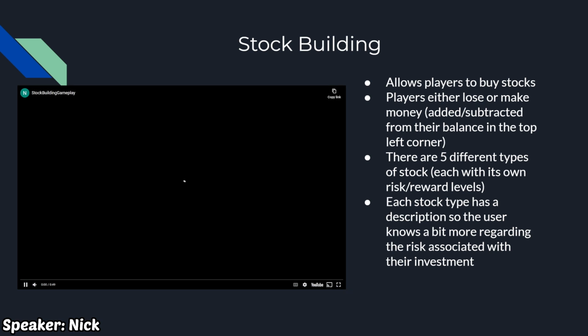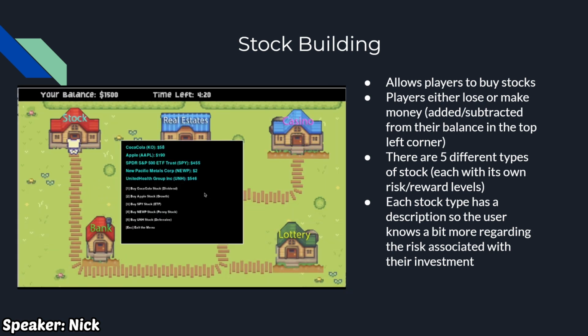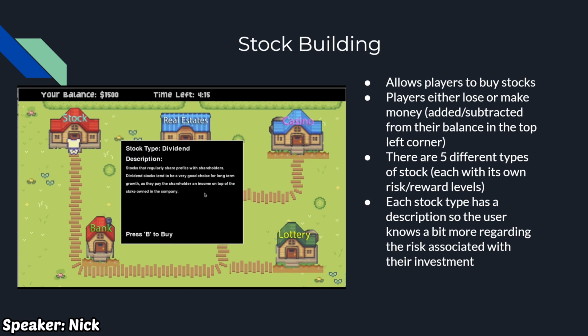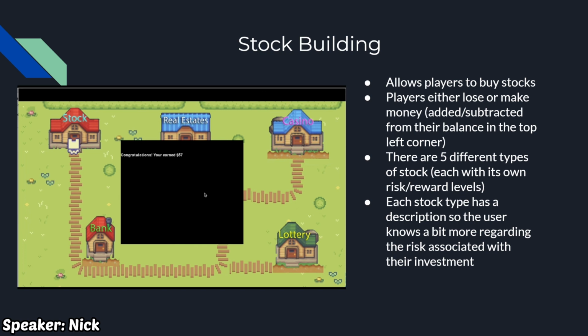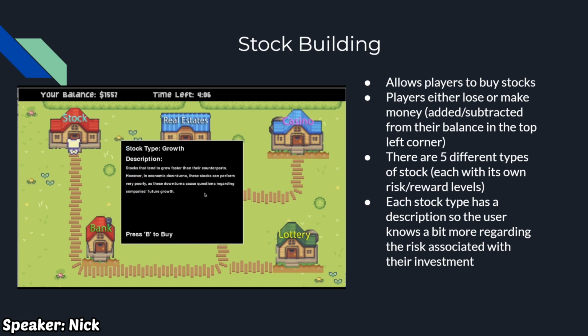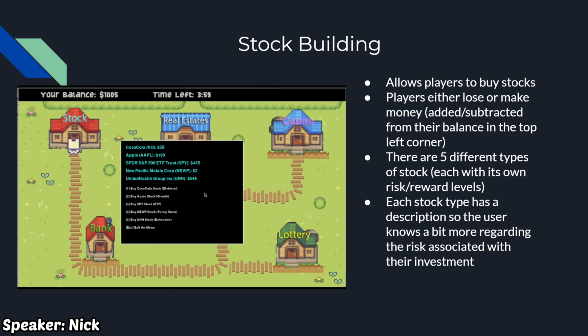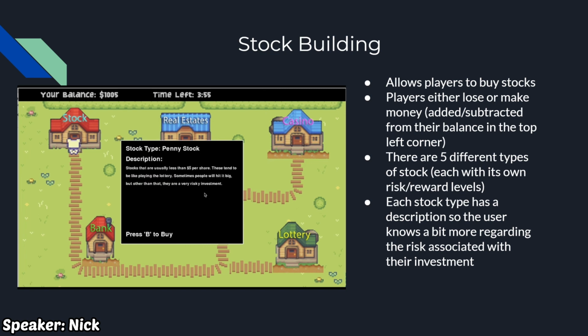All right, so I implemented the stock building, which allows the player to buy and sell stocks. Either they lose money or they make money, depending on what type of stock they invest in, and that is directly subtracted from or added to the balance. I implemented 5 types: growth, dividend, ETFs, penny stocks, and defensive stocks. Each one has its own risk and reward level.